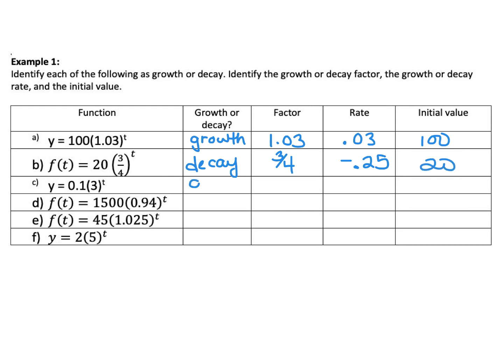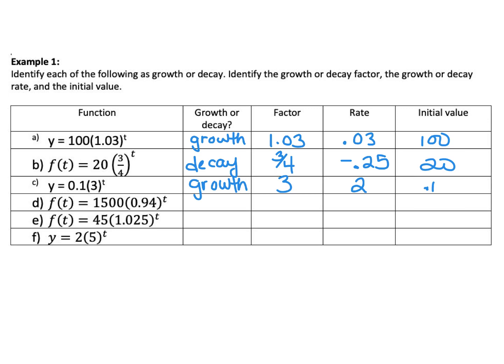For C, this is growth, again because the base is greater than 1. 3 is my factor, and my growth rate would be 2 or even 200% if we're thinking percents. My initial value is 0.1. Try the next 3 on your own. Hit play when you're ready to check your answers.